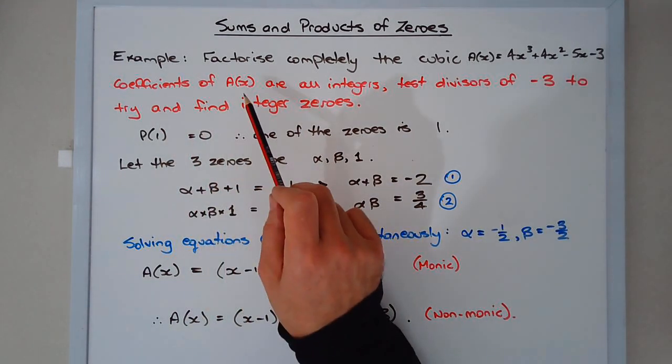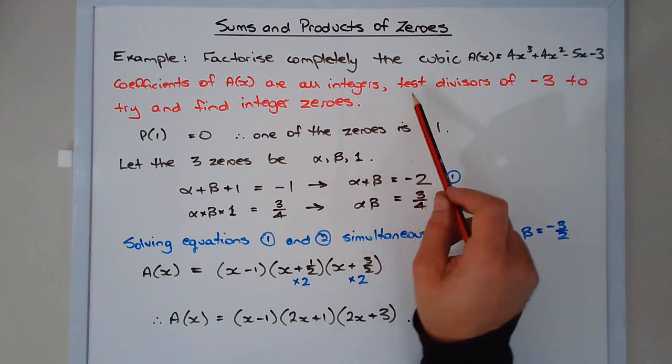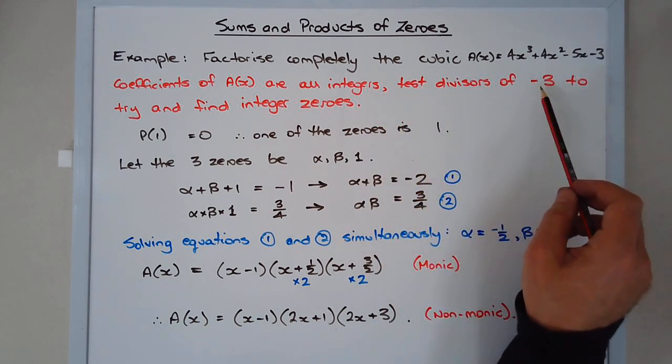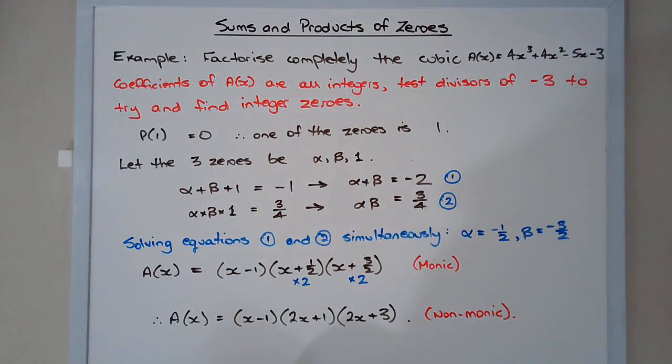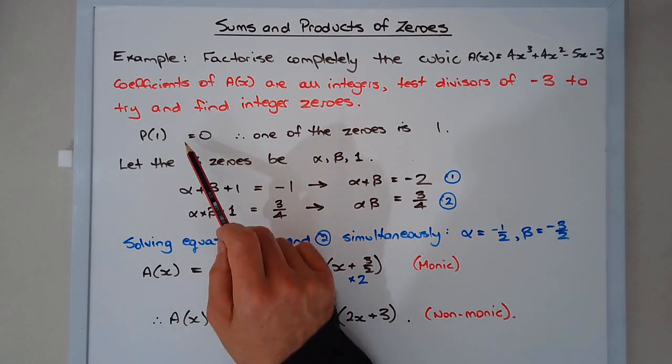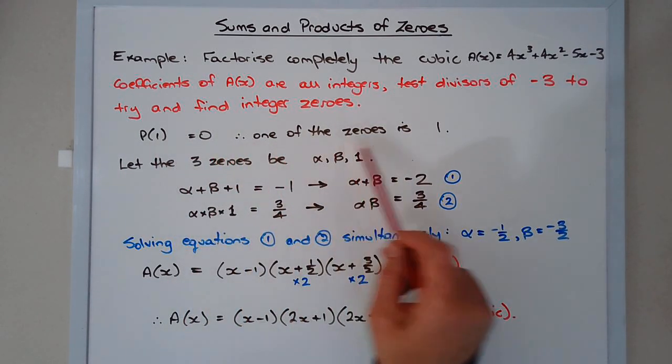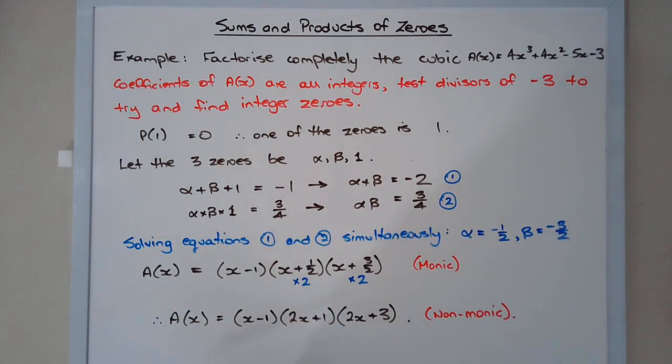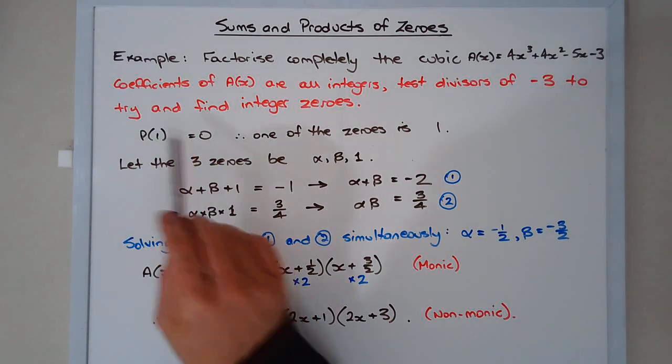Now the coefficients of A of x are all integers, so we can test divisors of the constant term, negative 3, to try and find integer zeros. And it just so happens that P of 1 is equal to 0, therefore one of the zeros is 1. We could have tested P of 3 or P of negative 1 or P of negative 3, and they could work as well, and we may get 0 there. But let's just stick with what we've just found.